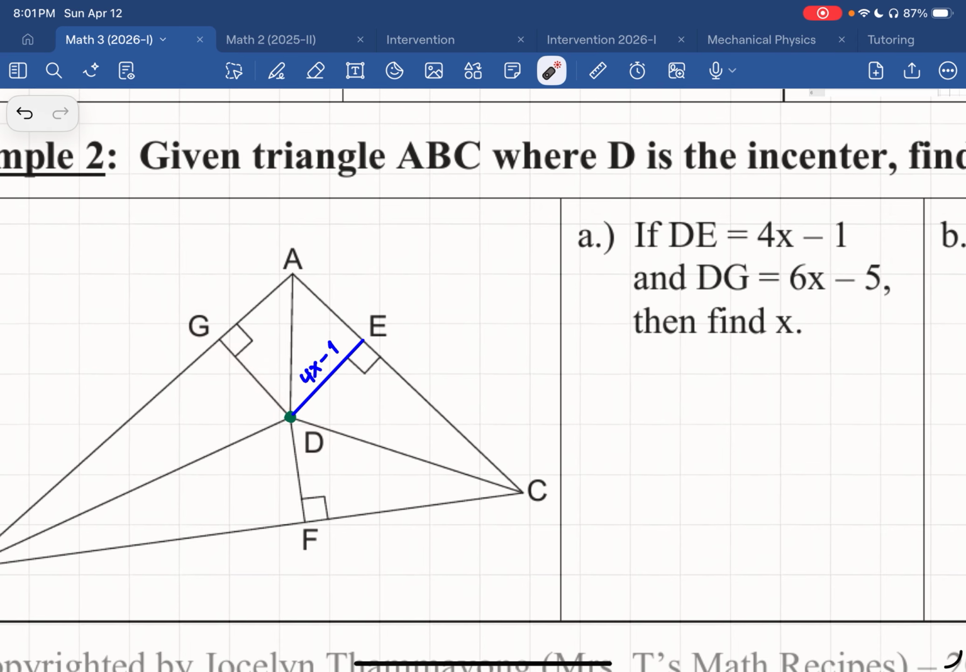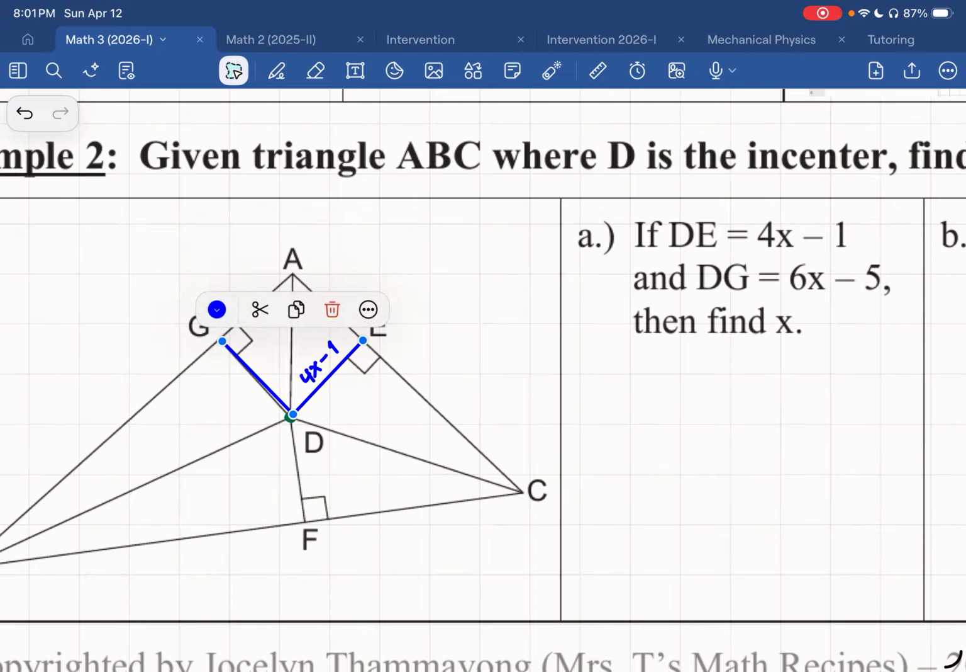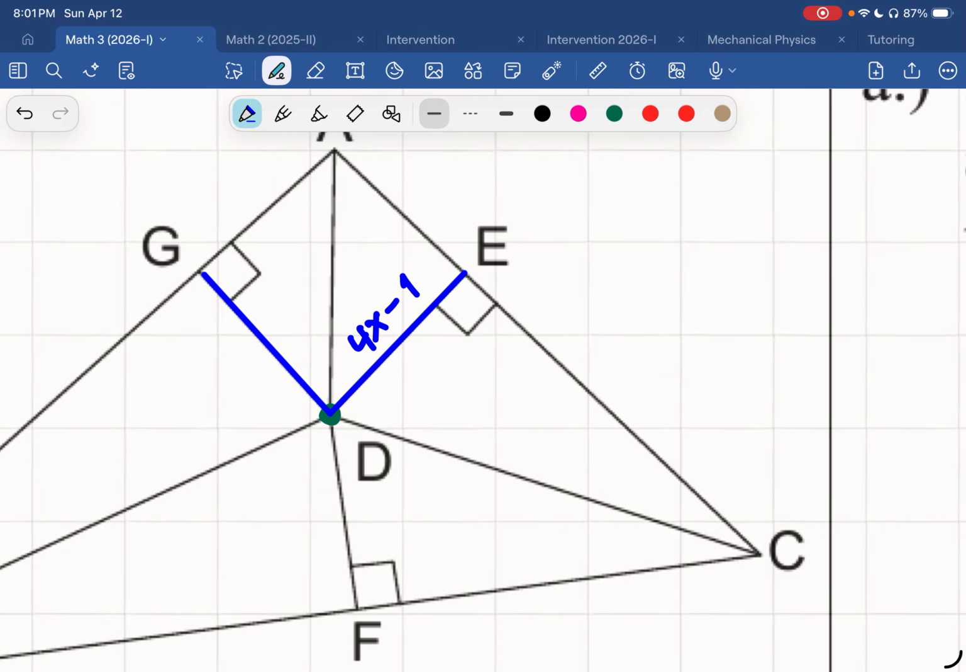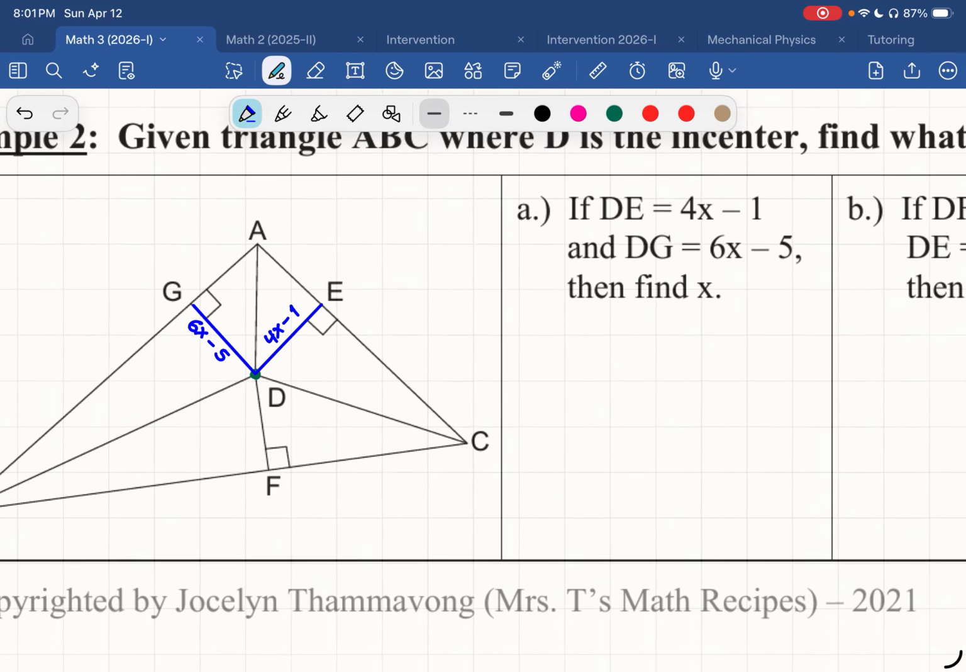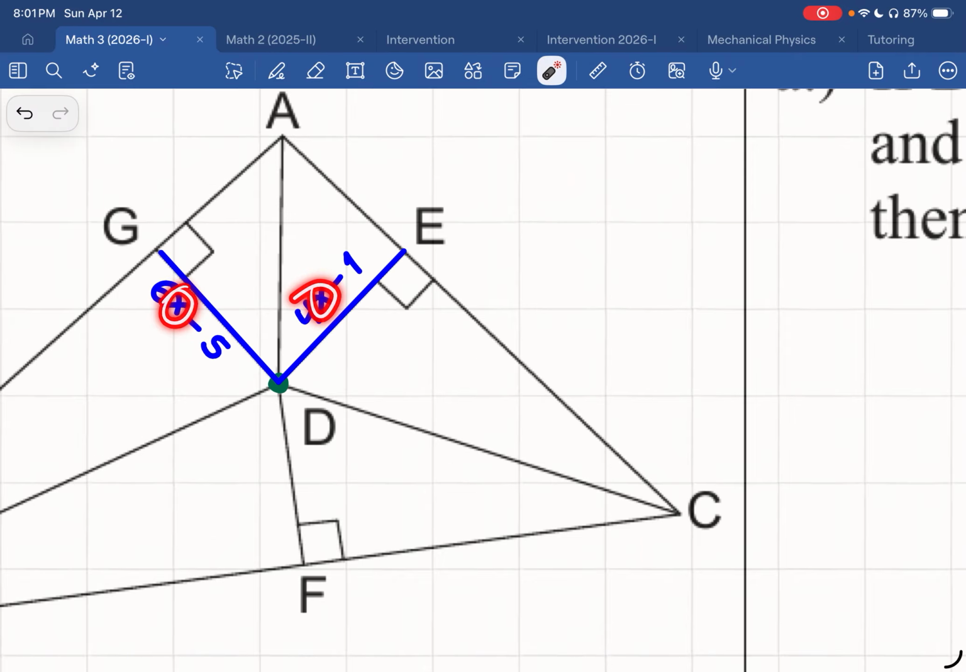And DG, which is DG, it means this one, right? This distance over here. DG is 6x minus 5. So I'm going to write it here. This thing is 6x minus 5. Then find who is x, right?